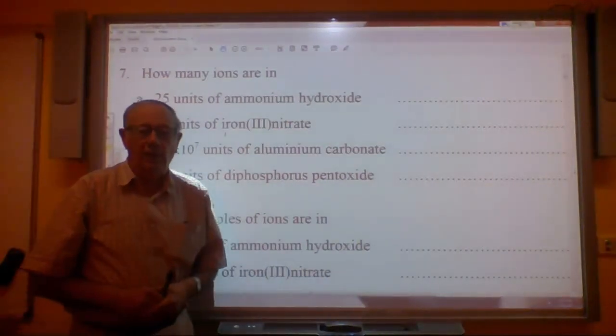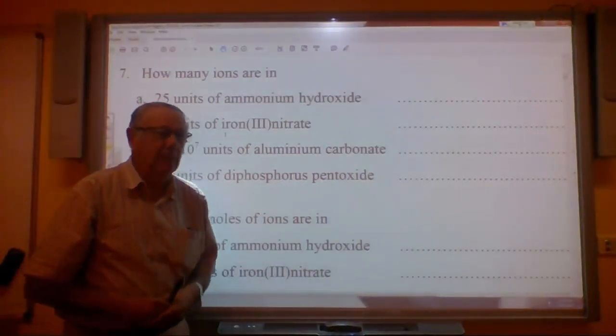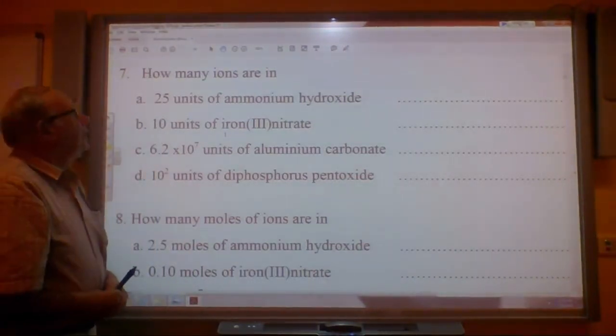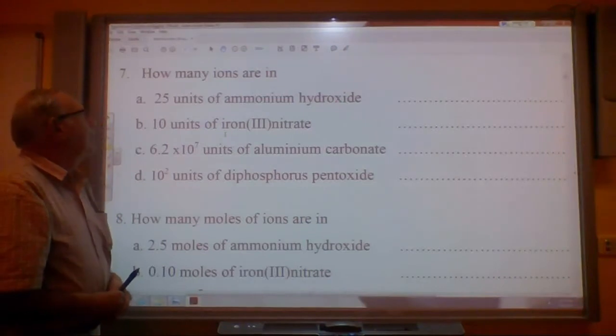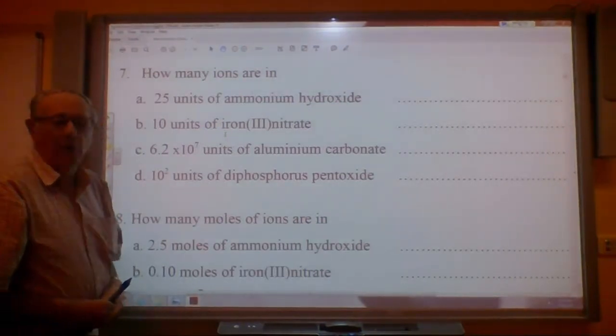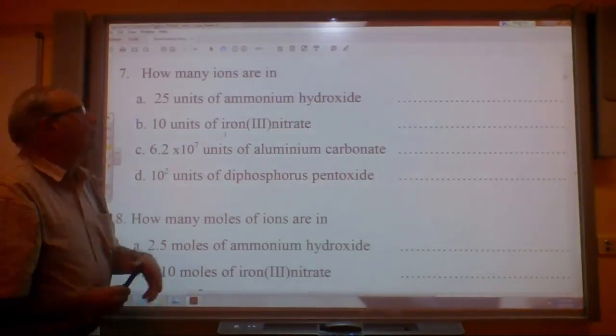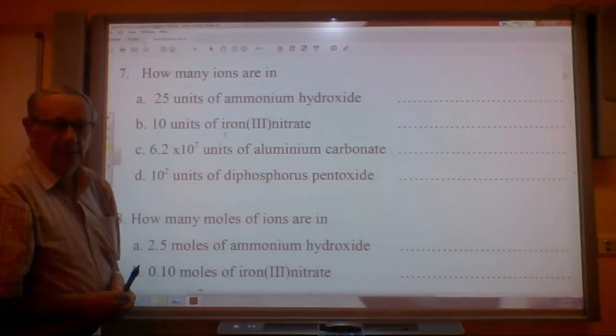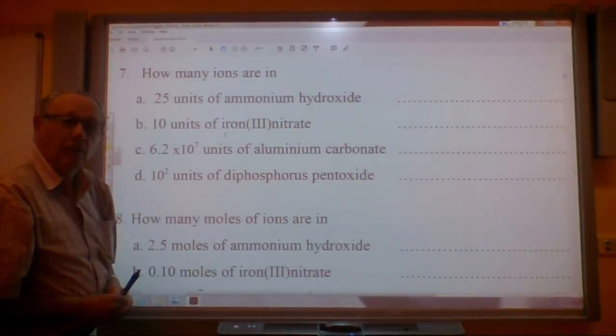Let's have a look now at question 7, and that asks, how many ions are there in 25 units of ammonium hydroxide? Well, first of all, let's talk about what an ion is. Now, an ion is an atom or a group of atoms that carries an electrical charge.